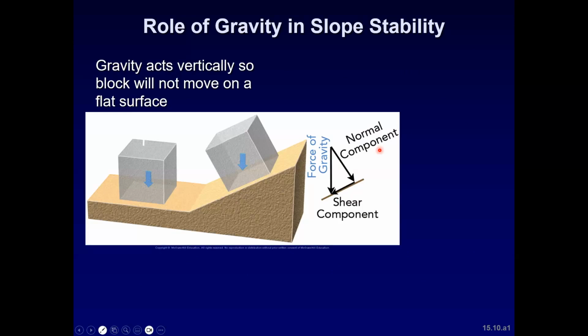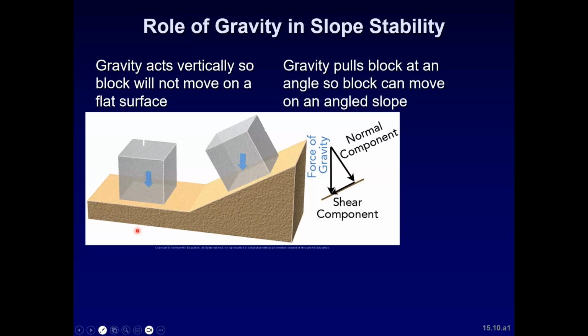All right, so we'll move on to slope stability and start with the role of gravity in slope stability. Gravity acts vertically, so this block here is not going to move on a flat surface. The main force responsible for something sliding down a slope and mass wasting, we call it, is gravity. And the force of gravity acts everywhere within and on the surface of the earth, and it tends to pull everything toward the earth's center.